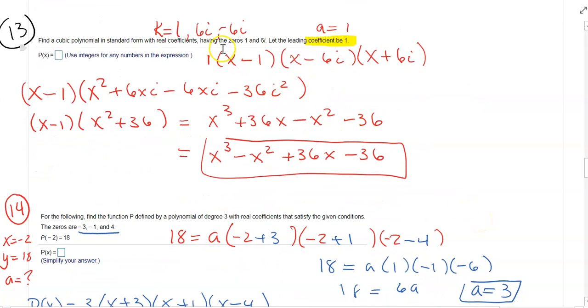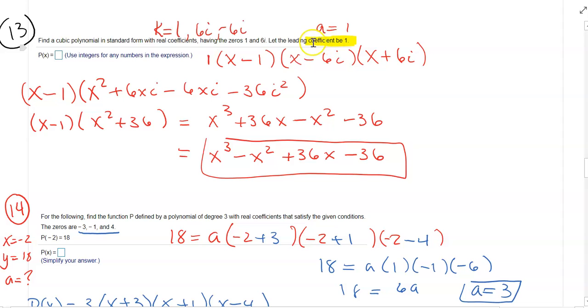Here we're using imaginary zeros, and so we must keep in mind that when we do end up with an imaginary number, we have both its positive and negative of this. So since you're given zeros 1 and 6i, it also means you have negative 6i. And we have two examples of where we have to do this.